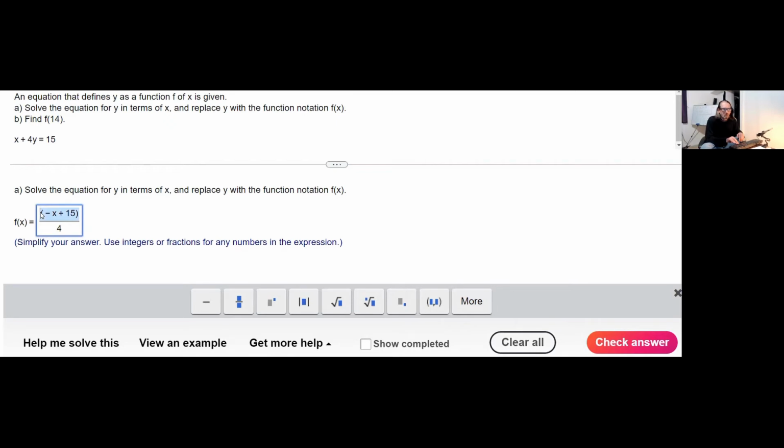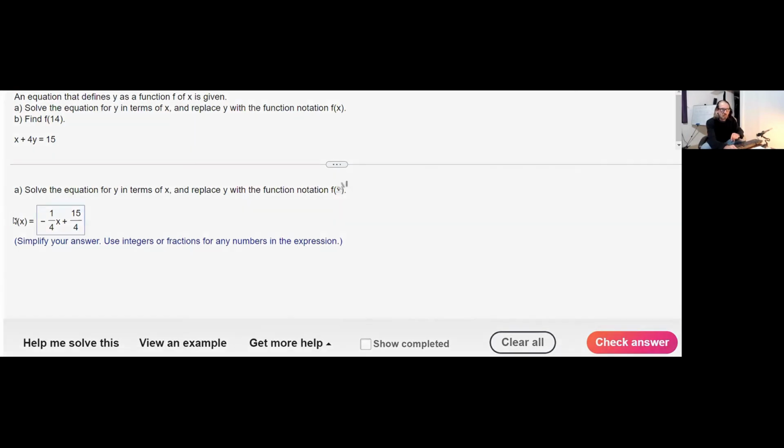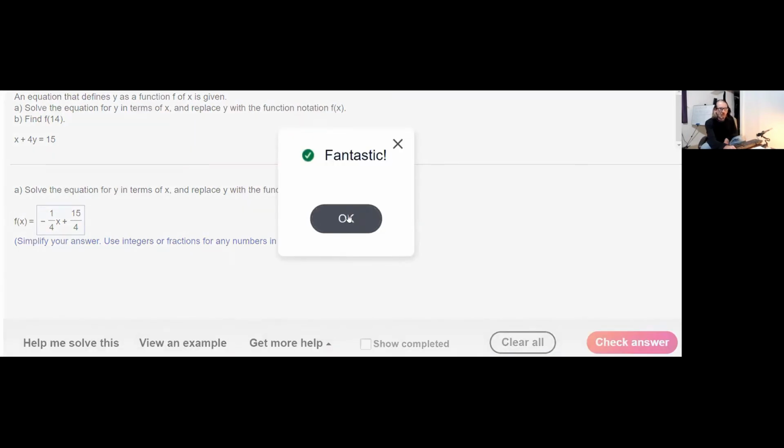However, since that is now in y equals mx plus b, and we're replacing y with f of x, they may want us to put this in slope-intercept form. So that would be negative 1/4 times x plus 15 quarters. As long as we have a slope of negative 1/4 and a y-intercept at 0, 15 quarters. Let's see if it takes that. Yes. Now, whether I actually had to distribute that division by 4 or not, I did not check that. They may have accepted the first version of the answer.